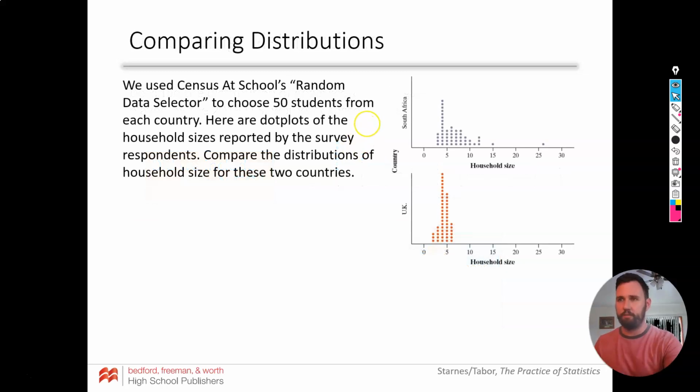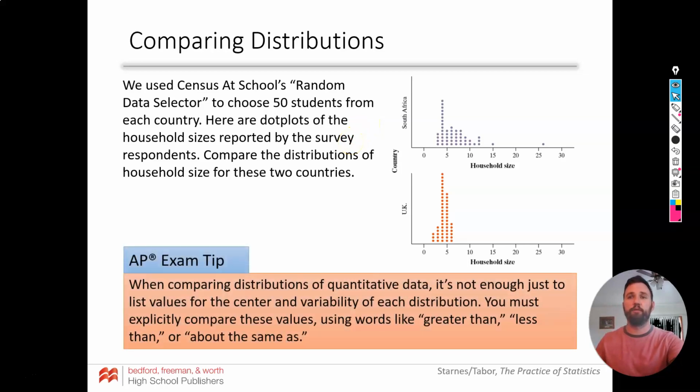Now, how do we compare distributions? Make sure when you're comparing distributions, you use words like greater than, less than, the same as, equal to. You could say the distribution of household size in South Africa is skewed right, whereas the UK is not. You could say that there's greater variability in South Africa than UK for household size. 26. Wow. It's a small house with a lot of people.